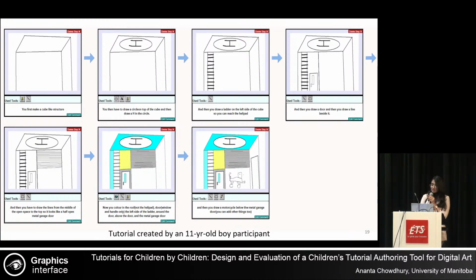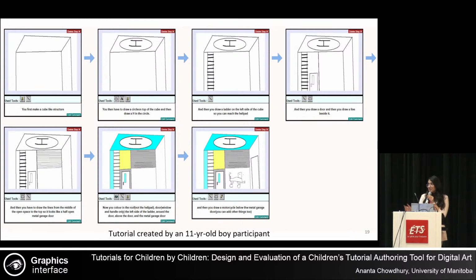This tutorial was created by an 11-year-old boy participant, and as you can see, he created multiple steps in the tutorial and tried to provide quite detailed and informative comments. On average, our participants created 7 steps per tutorial, and almost all of them provided comments with their steps. And in general, most of our participants liked having the step creation interleaved with their drawings.